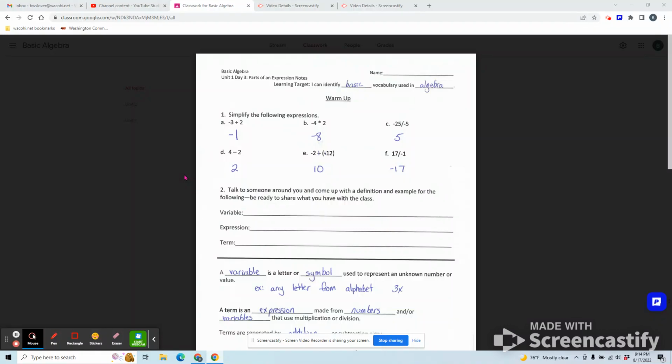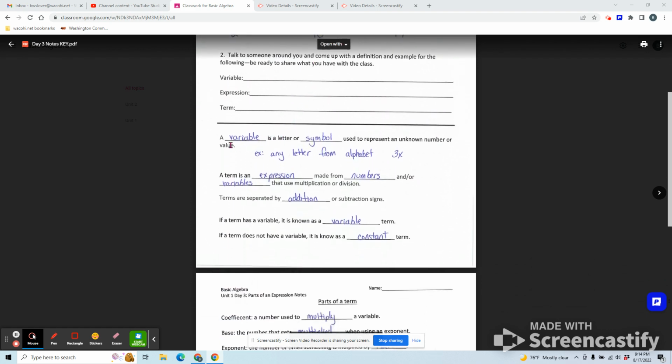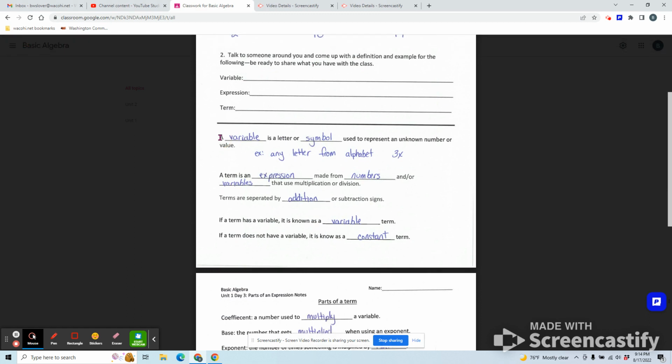Welcome back. Today we are going to talk about parts of an expression. So you're going to be able to identify basic vocabulary used in algebra. We're focusing on expressions. So let's start off with what a variable is. A variable is a letter or symbol used to represent an unknown number or variable.